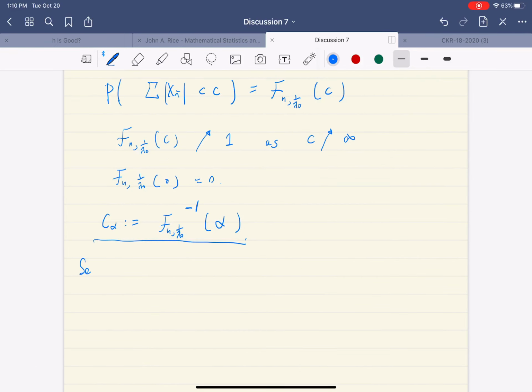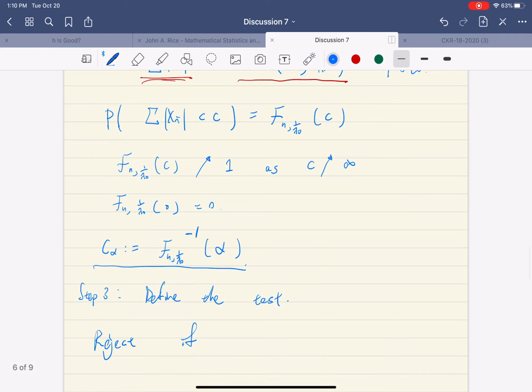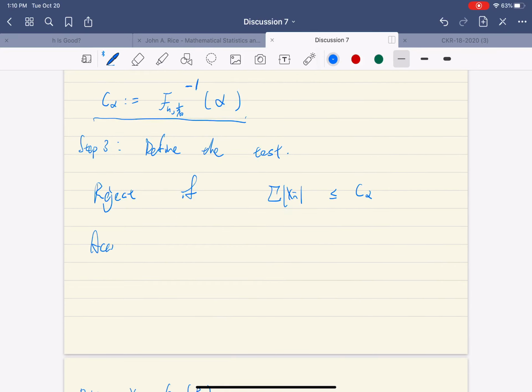In step 3, we always have to define the test. So we can say we reject if the summation of Si is smaller than C alpha, and we accept if this is greater than C alpha. So this is our rejection region, our rule for the test. Okay, so that's all.